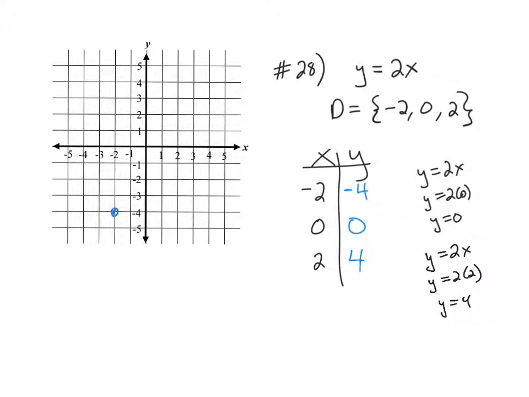-2, -4 is going to be right here. 0, 0, which we call the origin, is right there, and 2, 4 is right there.